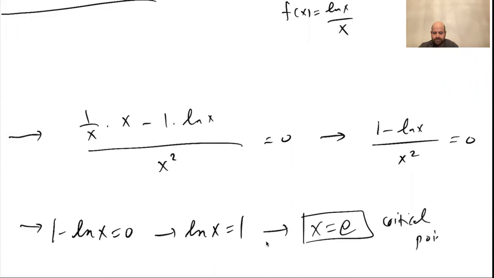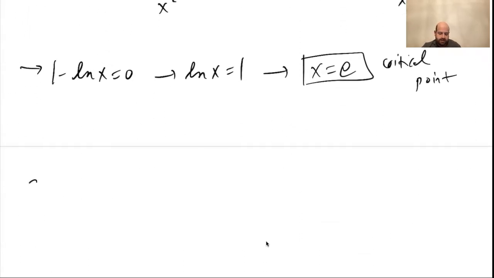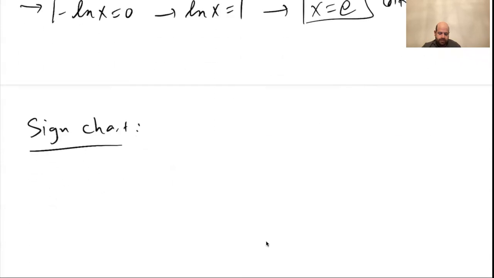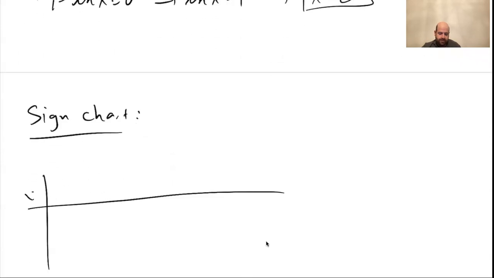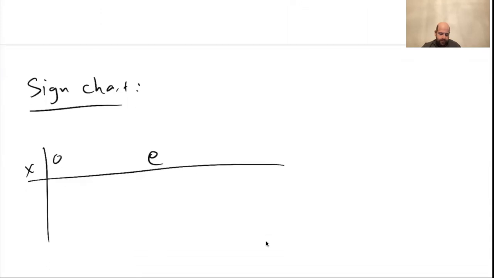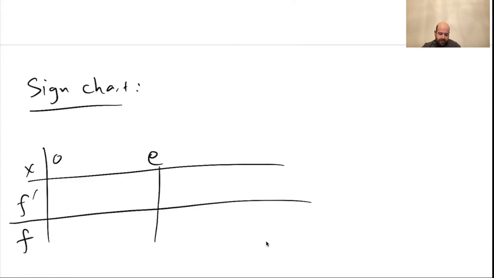Now let's use the first derivative test and use the sign chart to find out whether this is a local max or min or neither. So for the sign chart, the x values start from 0, and then we have e, and then we have infinity. So then we need to write f prime here, and then f here. F prime becomes 0 at e.